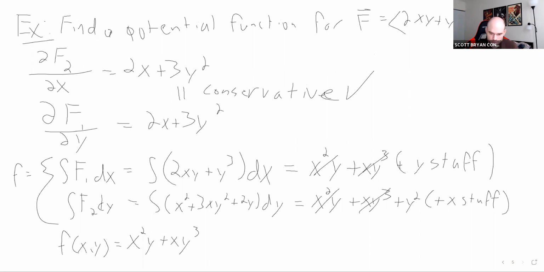Okay. So the first guy gives us everything but stuff just involving y. And we get that from the second integral. Really, the only thing left is our y squared. So cross that out. And now we have a potential function.